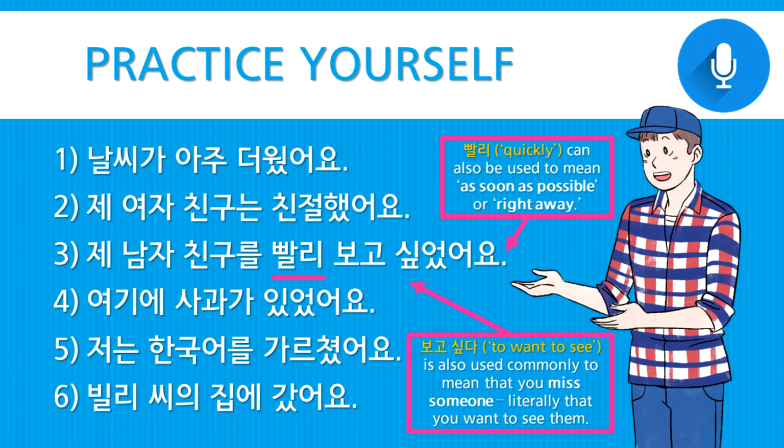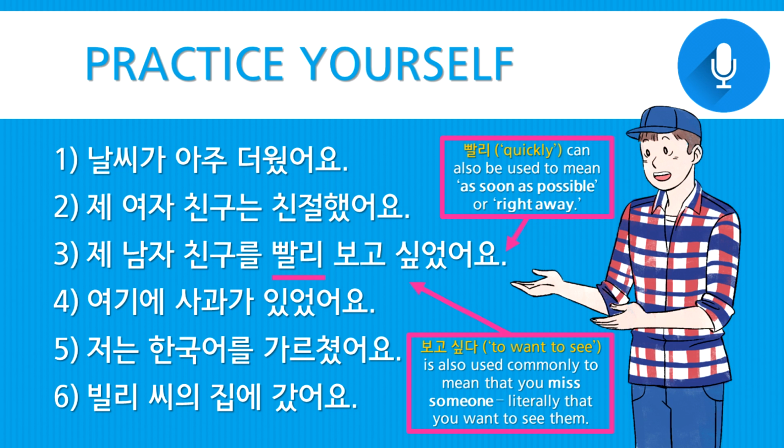Now, 빨리 can also be used to just mean as soon as possible or right away. So I wanted to see my boyfriend as soon as possible. Also note that 보고 싶다, literally to want to see, is also the way to say that you missed someone. So just saying 보고 싶어요 means I want to see you or I miss you.